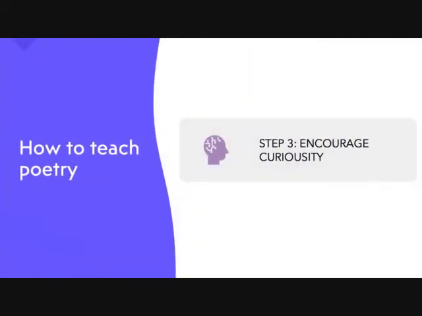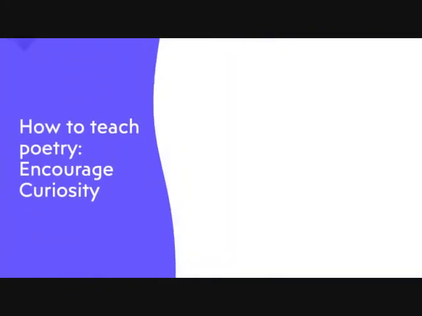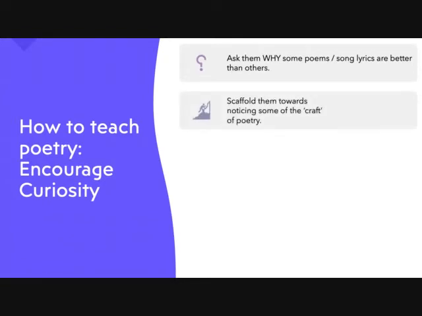And this leads me to step 3, which is encourage curiosity, right? So we made that nice emotional connection. There's no wrong answers. So ask them why some poems or song lyrics are better than others. What is it about them? You can scaffold them towards noticing some of the craft of poetry. And this is kind of the process that you just went through, right? Get them to notice things like the rhymes. When certain words rhyme together, you link them in your mind.